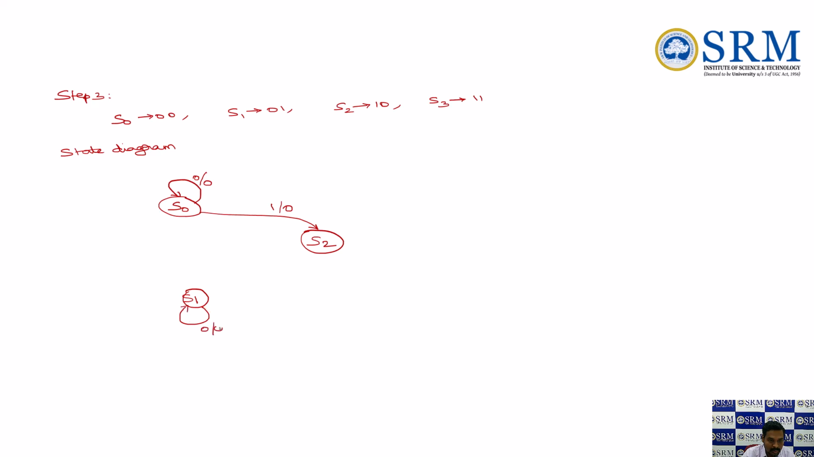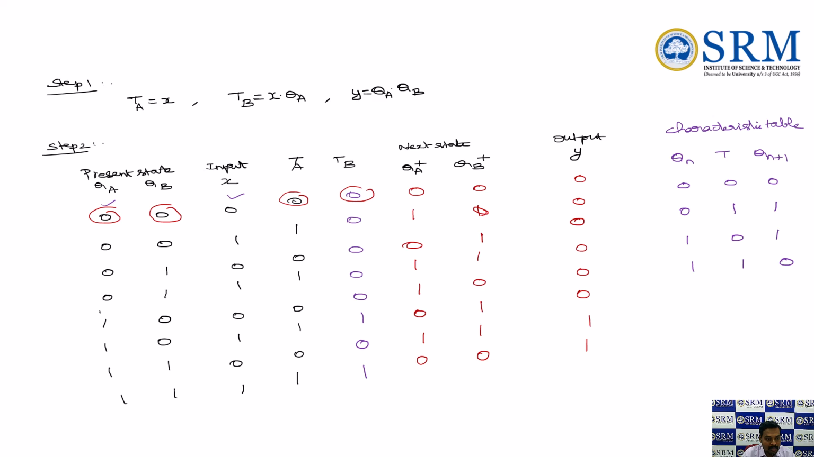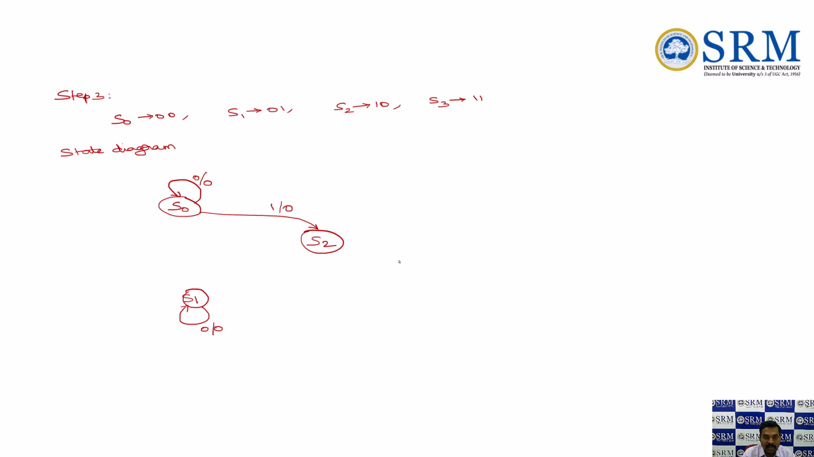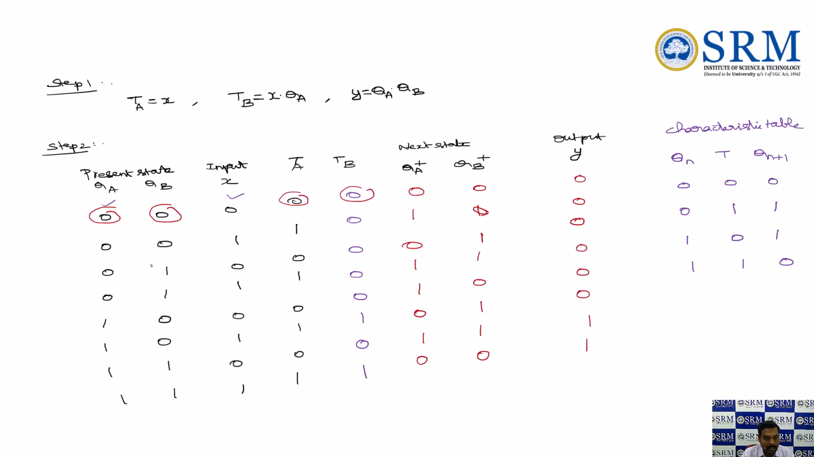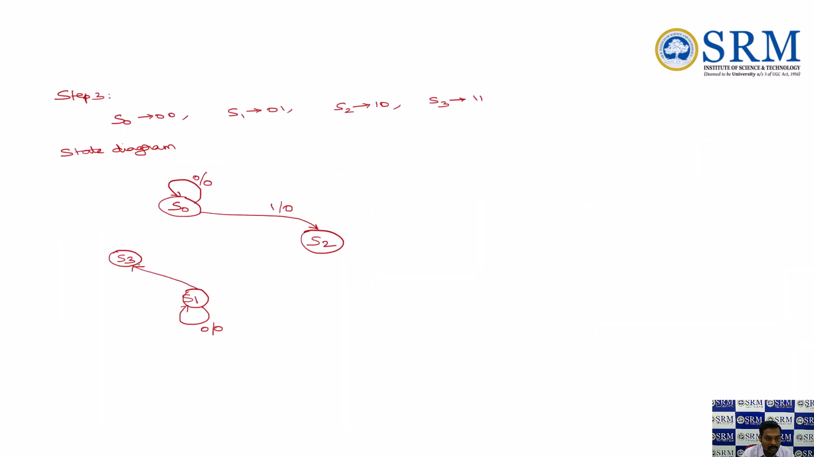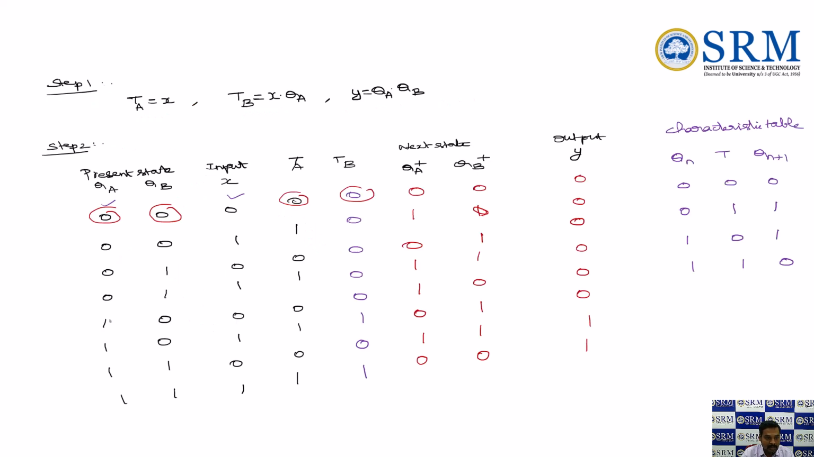My input is 0, output is 0. Let's come back to the fourth line. So again S1, it is S3. S3 is 1 1, so it moves to S3 state. S1 to S3, when my input is 1, output is 0. Input is 1, output is 0, right?